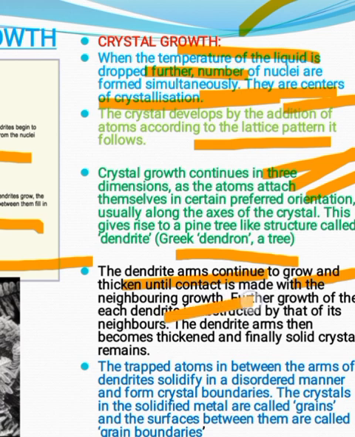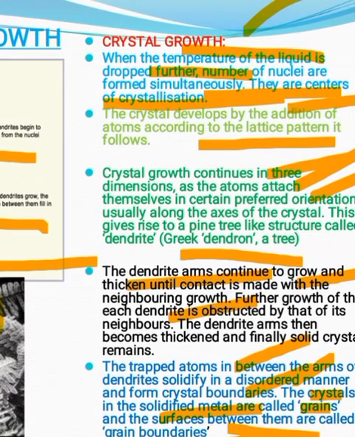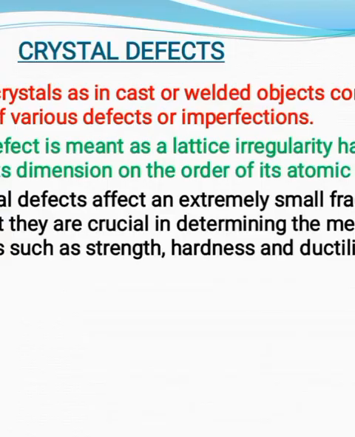Further growth of each dendrite is obstructed by its neighbors. The atoms trapped between the arms of the dendrites solidify in a disordered manner and form the crystal boundaries. The crystals in the solidified metal are called grains, and the surfaces between them are grain boundaries. So this is crystal growth.